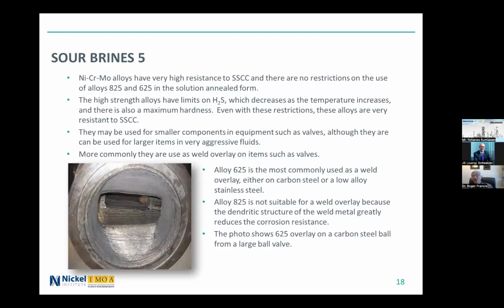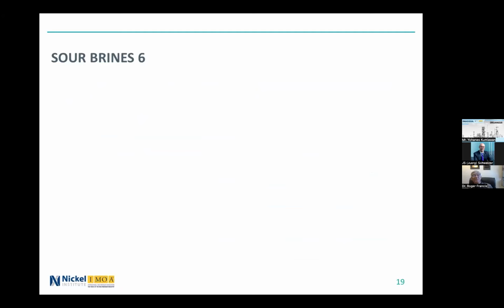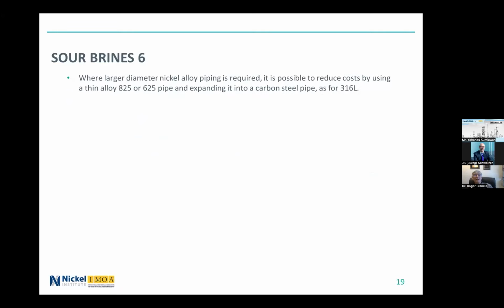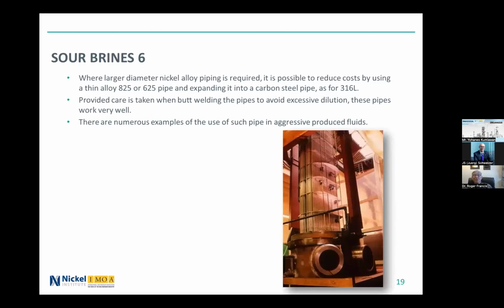This photo shows 625 weld overlay on a carbon steel ball from a large ball valve, and such weld overlays have performed very well in service. Where larger diameter nickel alloy piping is required, it's possible to reduce costs by using a thin alloy 625 or 825 pipe and expanding it into a carbon steel pipe, as I showed earlier for 316L. Provided care is taken when butt welding the pipes to avoid excessive dilution, these pipes work very well. There are numerous examples of such pipe in aggressive produced fluids.